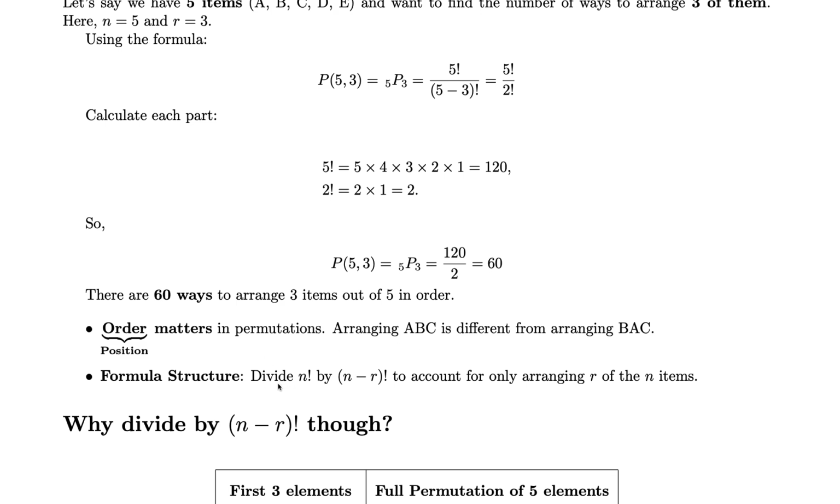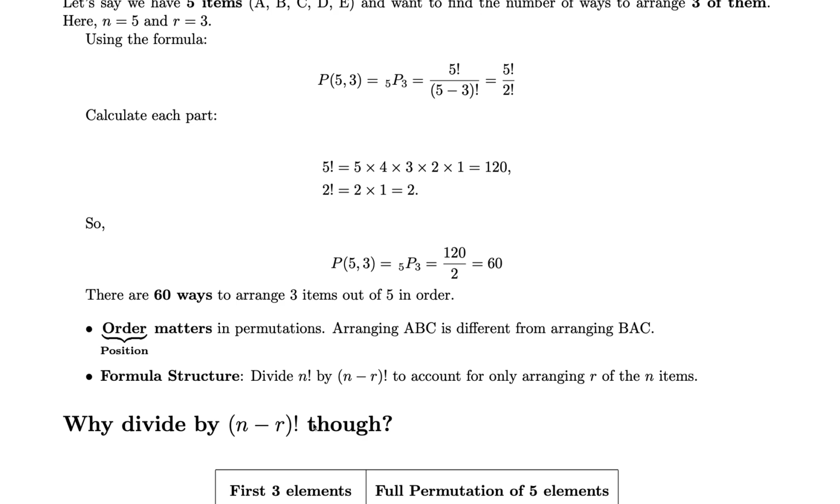Now the formula structure, where it says, well, we have to divide n factorial by n minus r factorial to account for only arranging r number of objects out of the n total items. So the big question then is, why divide by n minus r factorial? What is so important about that? Why do we have to do it?